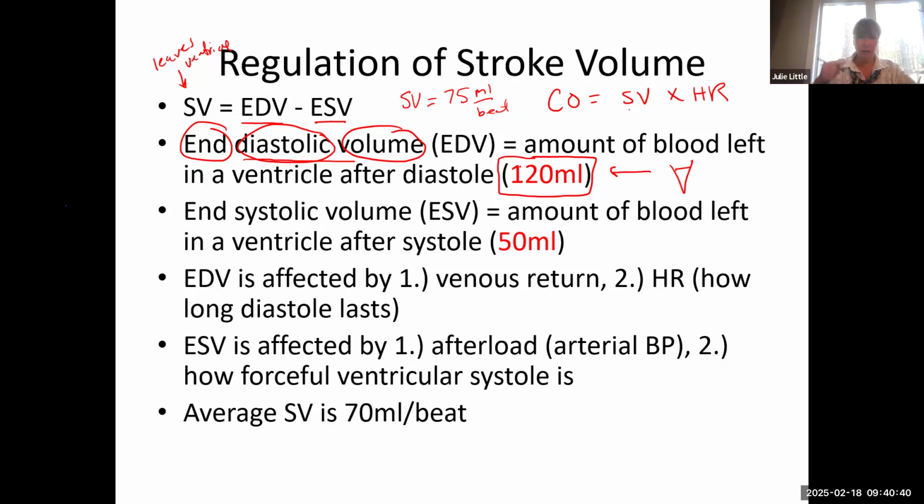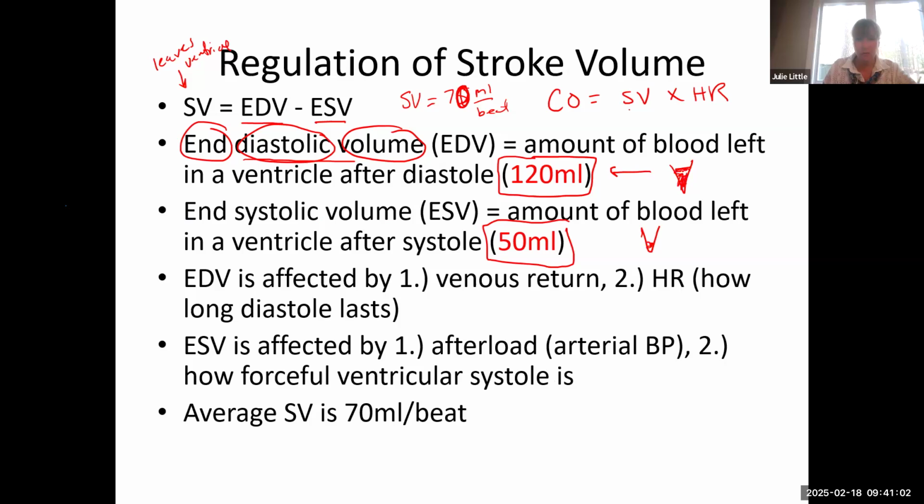If 70 milliliters leaves, how much is left behind? About 50 milliliters, right? 120 minus 70 gives you 50 milliliters, meaning at the end of systole, there's still some blood down in that left ventricle.